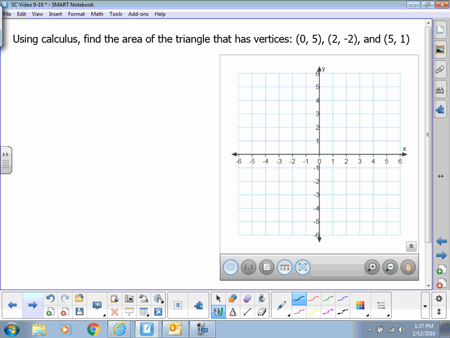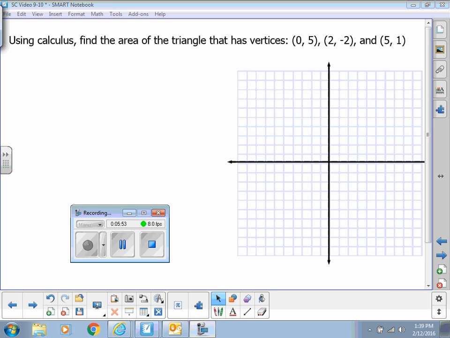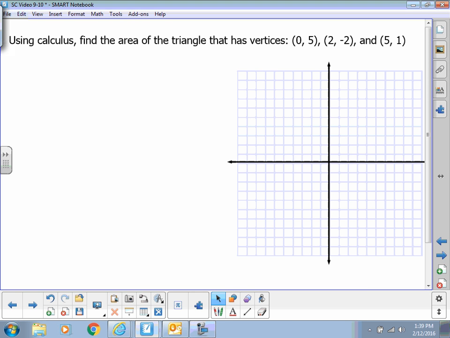So we're going to find the area of a triangle that has these three vertices. So we've got 0, 5. So we'll be plotting 0, 5. We'll have 2, negative 2, and 5, 1.